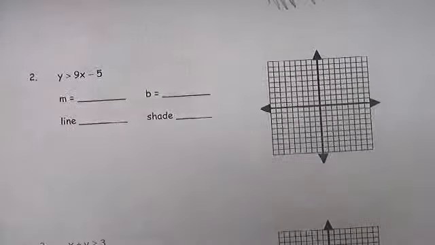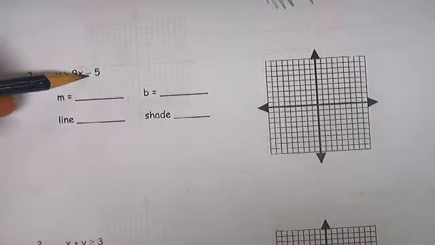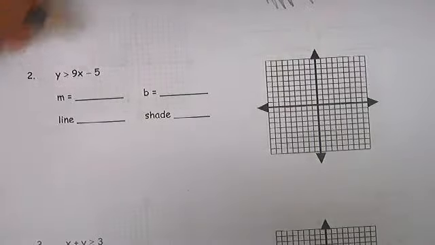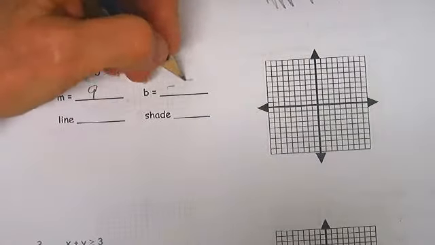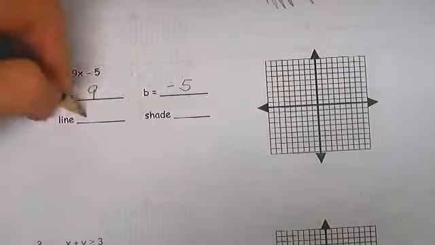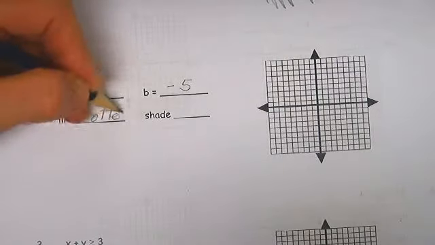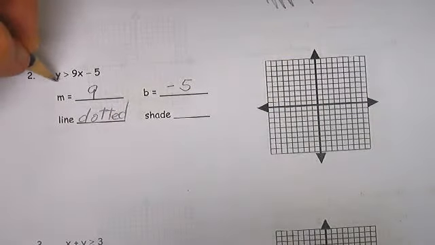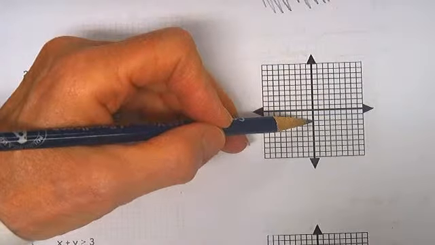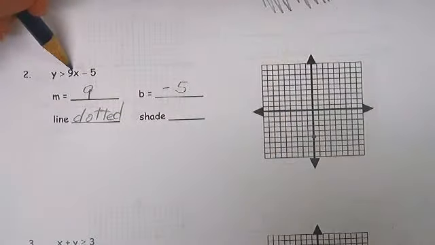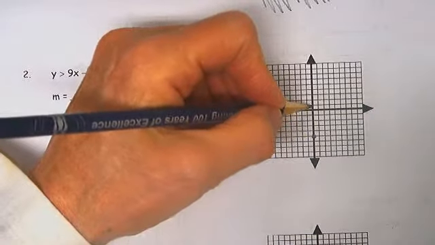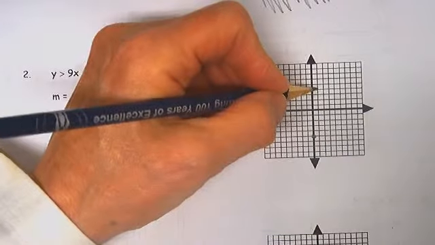Problem 2. Y is greater than 9x minus 5. Our slope is 9. Our y-intercept is negative 5. Our line is dotted. Do we shade above or below? Let's draw the line and find out. Negative 5, negative 1, negative 2, negative 3, negative 4, negative 5. The slope is 9, 5, 6, 7, 8, 9, and over 1.